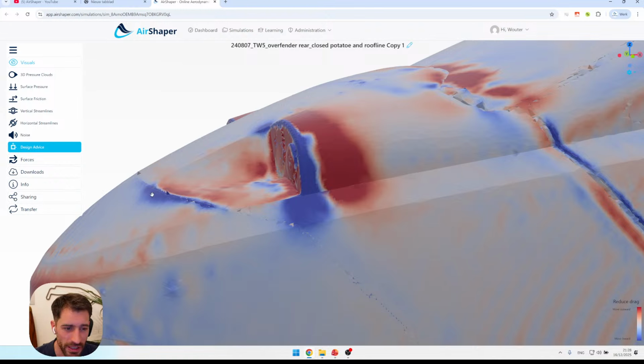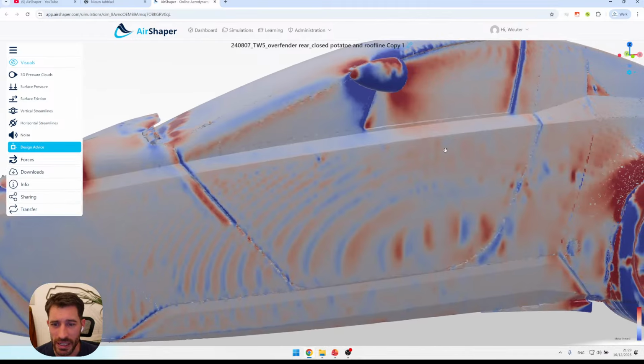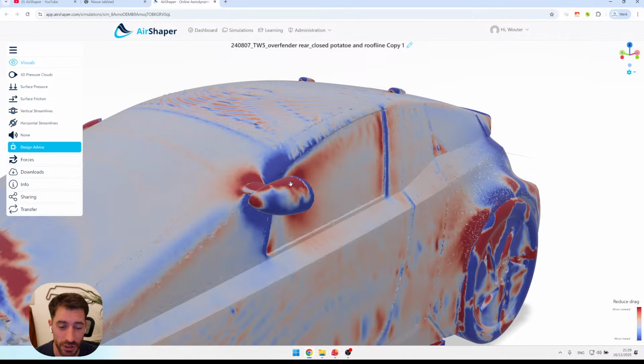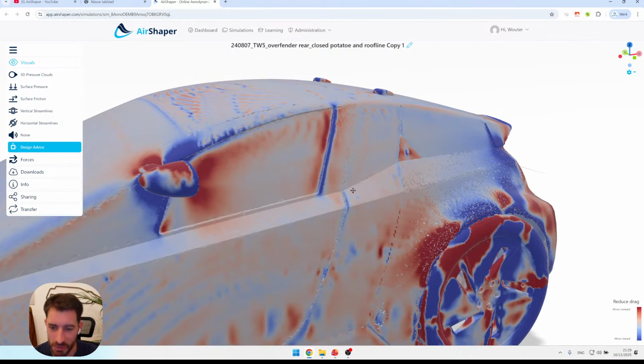So the design advice is telling us this is blue, push the edge inward, and behind the edge, pull the surface upward a bit so that it becomes more tangential with the rest of the flow. And like this, it's full of interesting design advice on how to change the geometry around the mirror to help guide the flow without losing too much energy.